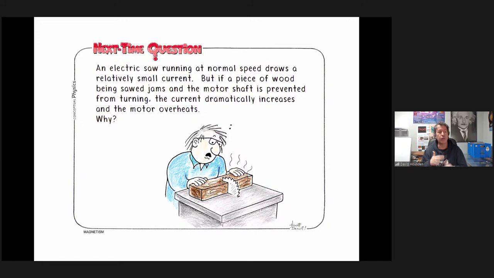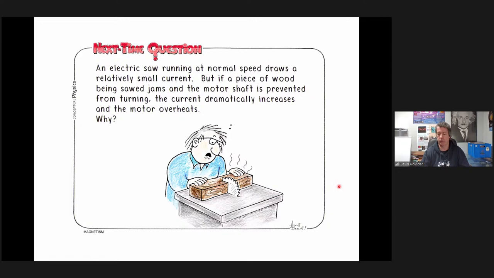So actually trying to unpick and get rid of all the extraneous information. This thing is not about him sawing it. This is about the fact that when it's running, it has low current, and then all of a sudden the current increases, and what's going on, and tying it back to a motor. So being able to filter out is incredibly powerful. So let's have a look at the response.